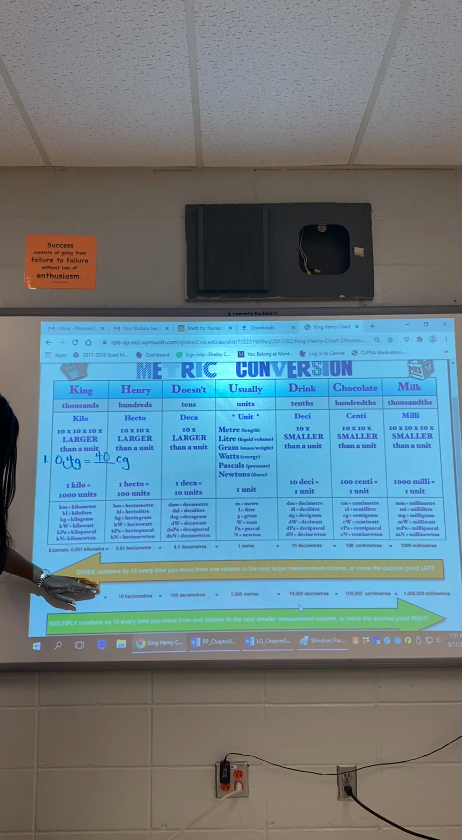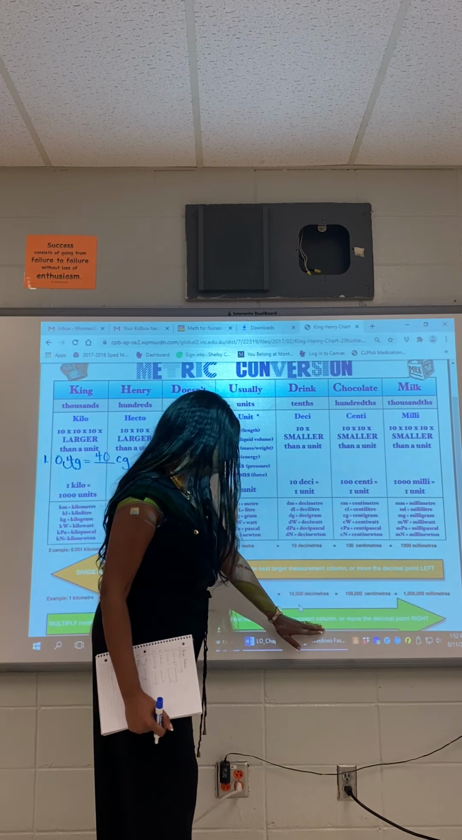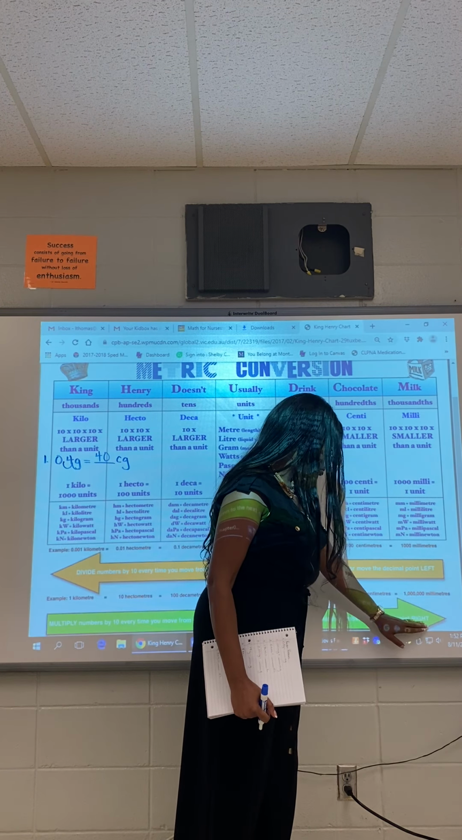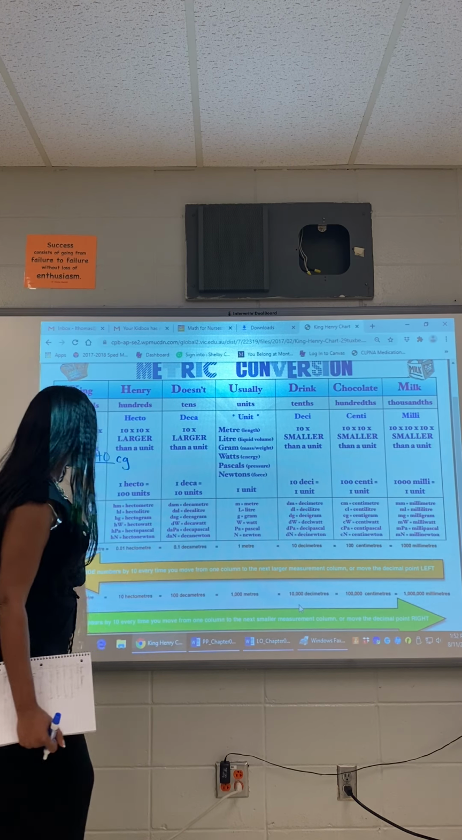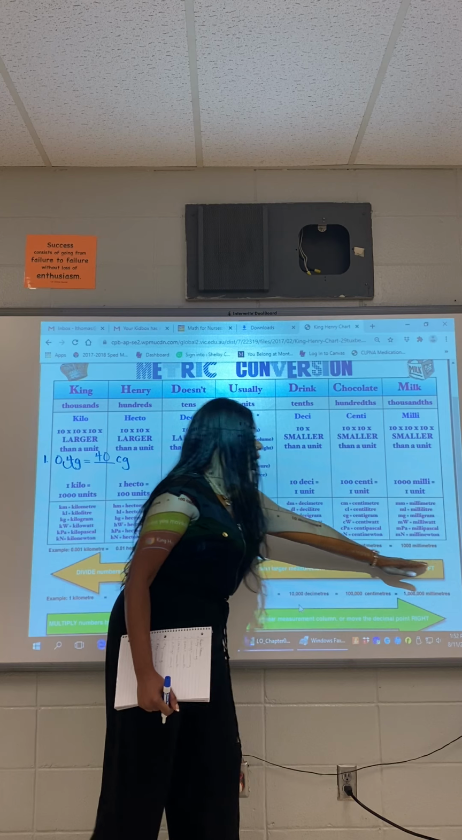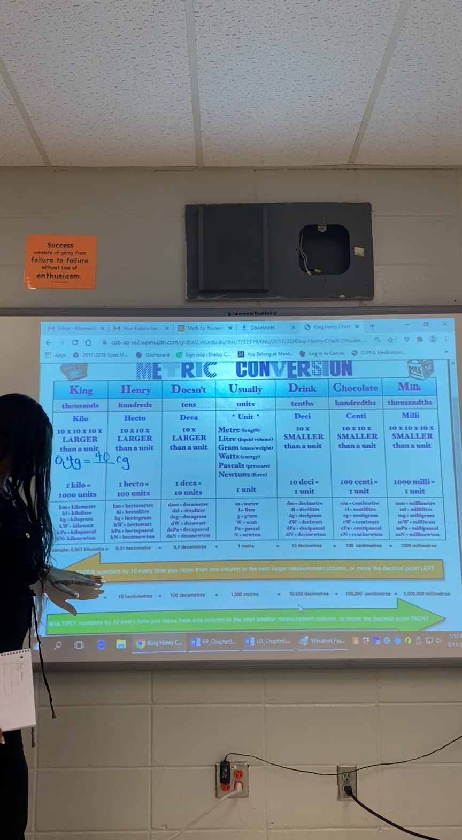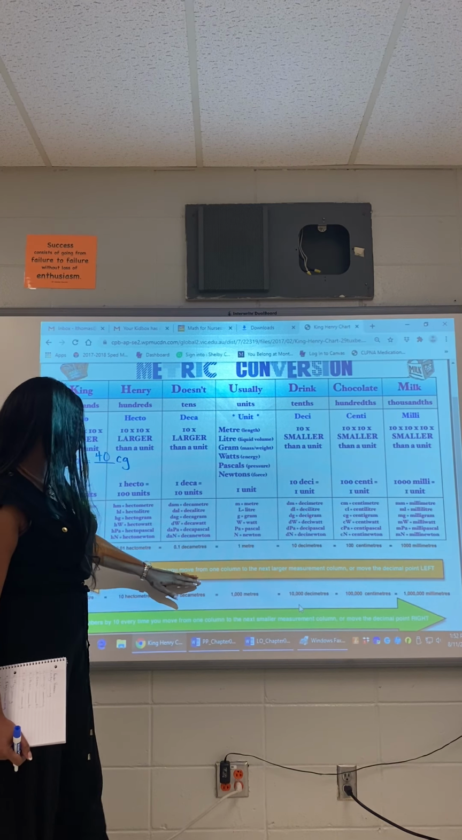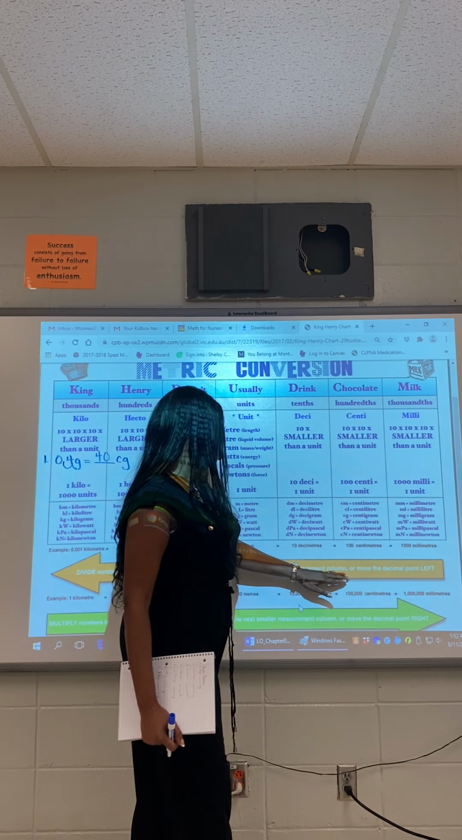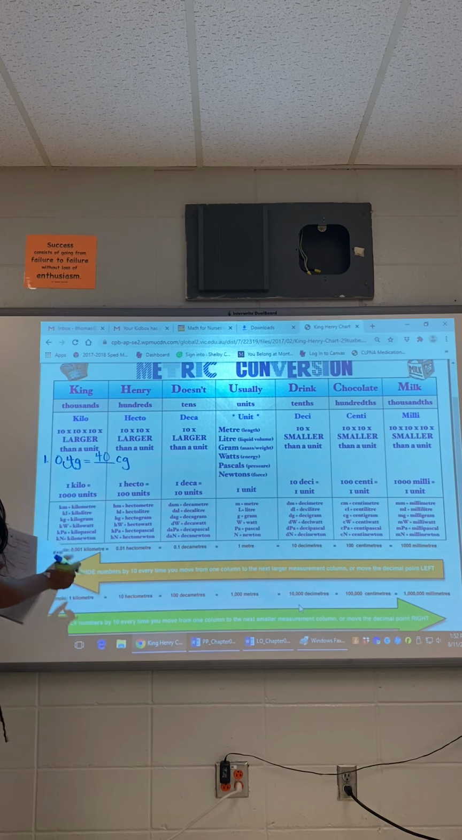And then when you think about dividing, because what we just did was we multiplied. So we multiplied the number by 10 every time you move from one column to the next smaller unit, or move the decimal point to the right. If we were dividing, going backwards, from right to left, then we would divide the number by 10 every time you move from one column to the next larger measurement, or move the decimal to the left. Okay, let's try another one.